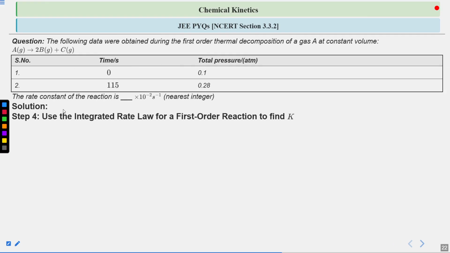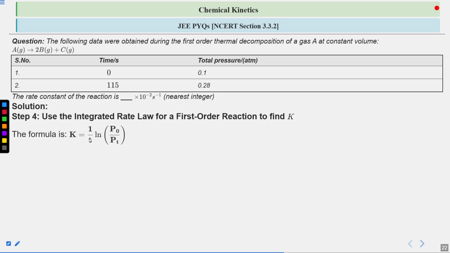Now we do step 4, which is to use the integrated rate law for a first order reaction to find the K. If you remember, we have already mentioned in the question that this reaction is following the first order thermal decomposition. So that's why we are using the integrated rate law for a first order reaction to find K, that is the rate constant. The formula is K equals 1 by t ln P naught by Pt, right?